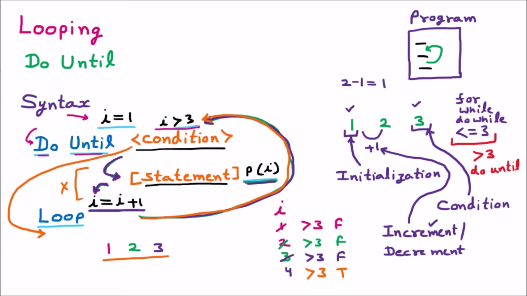For while and do while work for the true values, when the condition is true, but do until works when the condition is false. So now we are taking one real life program, with the help of which we will understand how do until works.